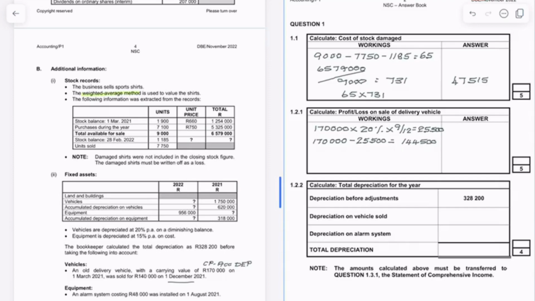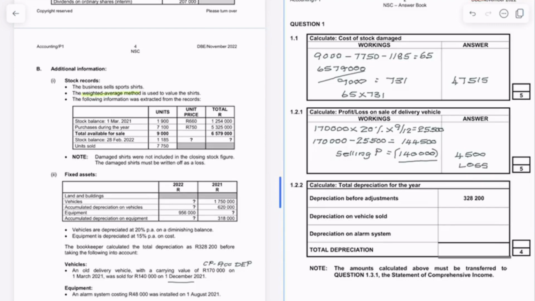We are told, however, that the selling price it was sold for was 140,000. So we sold it for less than the book value. Therefore, clearly, it was a loss of 4,500 Rand. And I would write loss. That wasn't too bad.